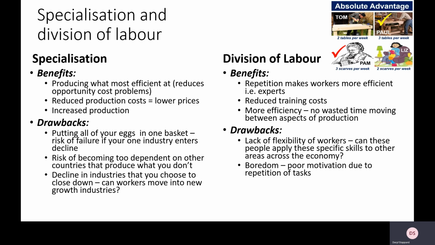Right, now you've got here the benefits and the drawbacks of specialisation and division of labour. So remember, specialisation is where individuals, firms, regions and whole economies focus on the production of a small number of goods and services based on what they are most efficient at. Now look at the benefits of it then. If you're producing what you are most efficient at making, then it reduces opportunity cost problems. So you're not wasting time producing things that you're not very good at. You focus on what you are best at. And the logic would be if you're doing what you are most efficient at making, then it leads to more output. And it would make it cheaper to produce those particular goods and services, which would hopefully mean lower prices for everybody else.